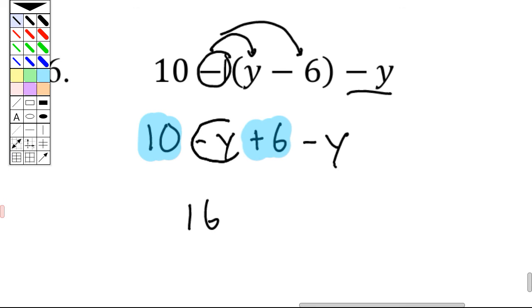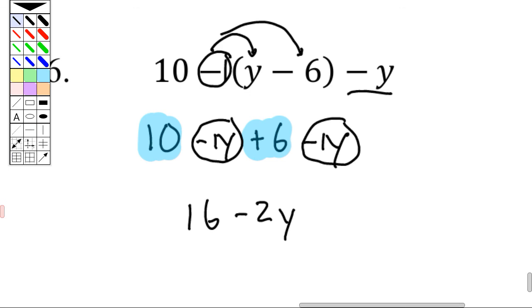And what is a negative y? Take away 1 more y. Negative 1 minus 1 more is a negative 2 what? Y. What would it be if this was a positive? What's negative y plus y? That would have been a 0.